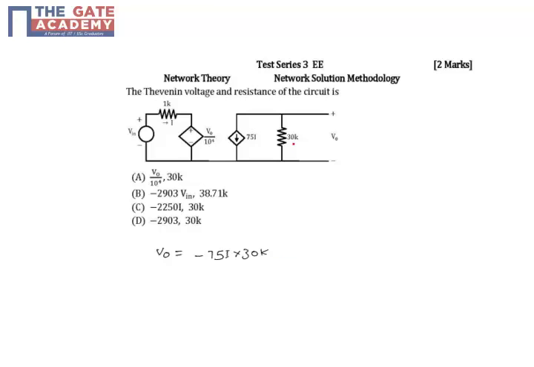Because this current 75I will be confined to this loop. As a result of which V0 will be this resistance multiplied by the current that passes through it. Since the polarity is taken as this is positive and this is negative, as a result we get a negative sign because the current is flowing in this direction. So we will have positive and negative. So V0 will be minus 75 I into 30K.